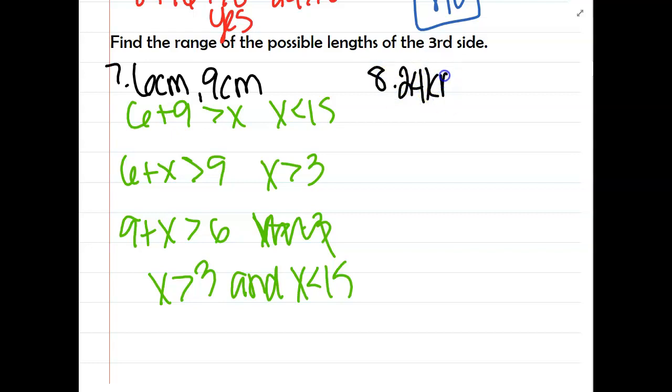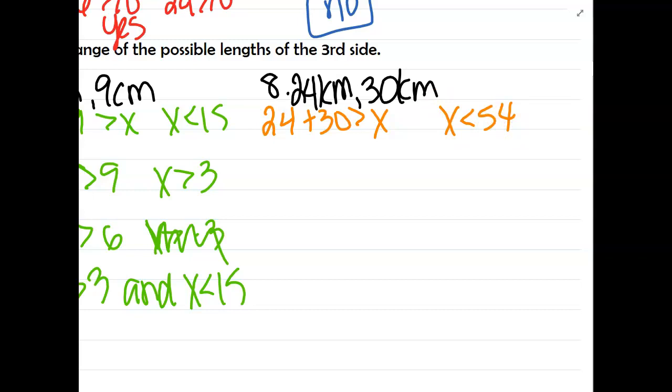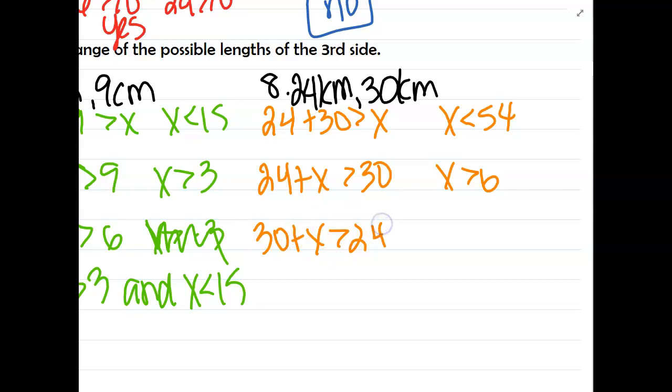If I have 24 kilometers and 30 kilometers, doing the same thing, we've got three things we've got to figure out. First of all, I know if I take 24 plus 30, it has to be bigger than that third side. 24 plus 30 is 54. It's got to be smaller than 54. That's the upper limit. Now for the lower limit, I know if I take 24 plus that third side, it's got to be bigger than 30. So x has got to be bigger than 6. And if I take 30 plus that third side, it's got to be bigger than 24. So x would have to be greater than negative 6.